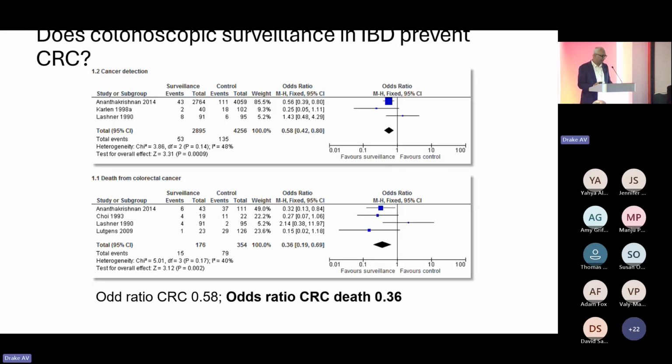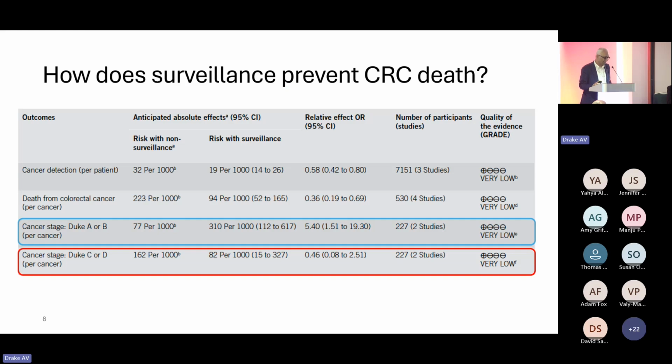So does colonoscopic surveillance in IBD actually prevent colorectal cancer? Let's look at this a little carefully. And in the interest of time, I won't dwell on it too much, but if we look at all the trials there, it does seem to. How does it do that? So these are really important concepts to understand.